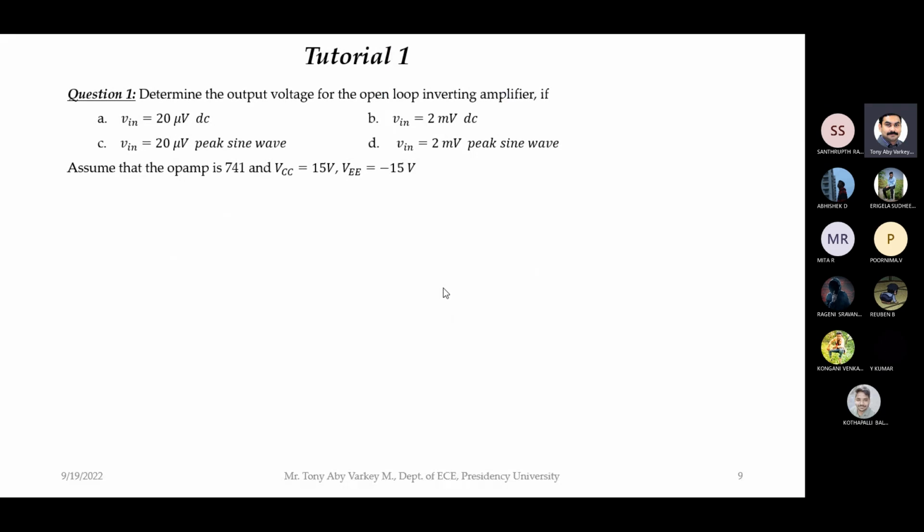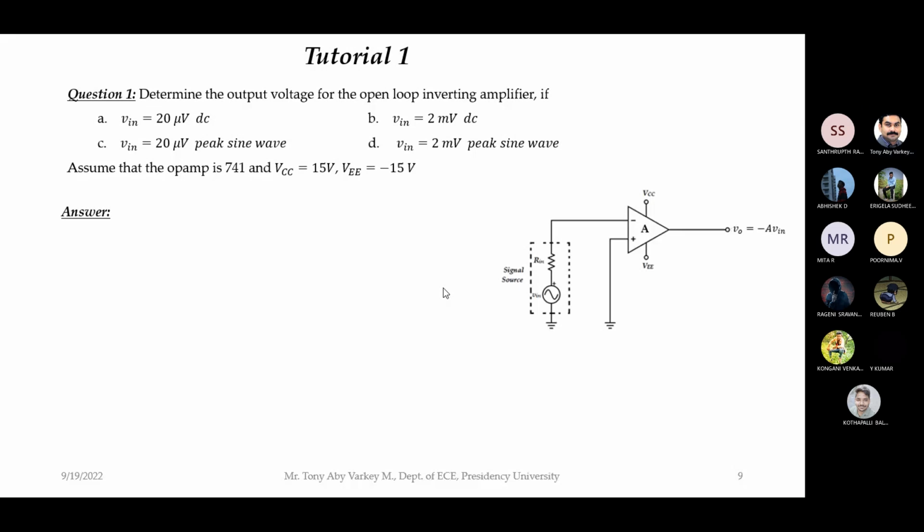So let us do it. First, this is the figure. You have the input. Inverting open loop amplifier means the input will be connected to the inverting input terminal. Is it clear? Yes, sir.